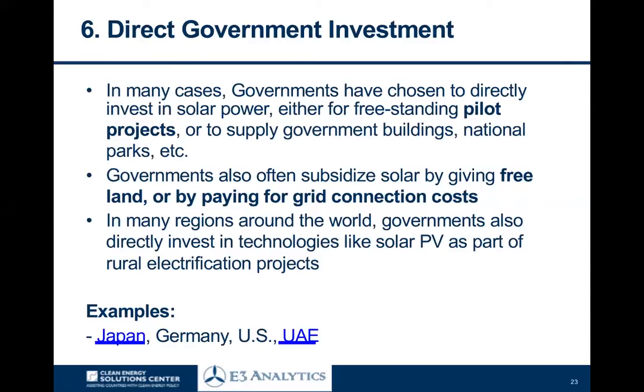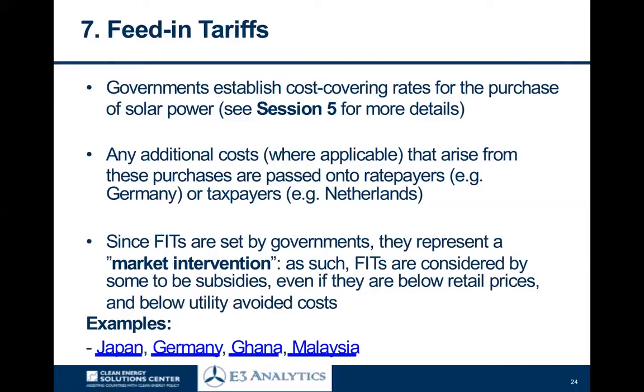Moving on to number 7, feed-in tariffs. As we saw in session 5 on feed-in tariffs and feed-in premiums, feed-in tariffs involve setting a cost-covering rate for the purchase of solar power. These cost-covering rates, where they result in additional costs, are typically passed on either to ratepayers, as in countries like Germany, or onto taxpayers, as in the Netherlands. If the feed-in tariffs are indeed above market prices, above retail prices that customers pay, for instance, and it does result in excess costs or surplus costs to ratepayers, then there's a good argument to be made that this represents some form of subsidy, because this represents an intervention in the market.